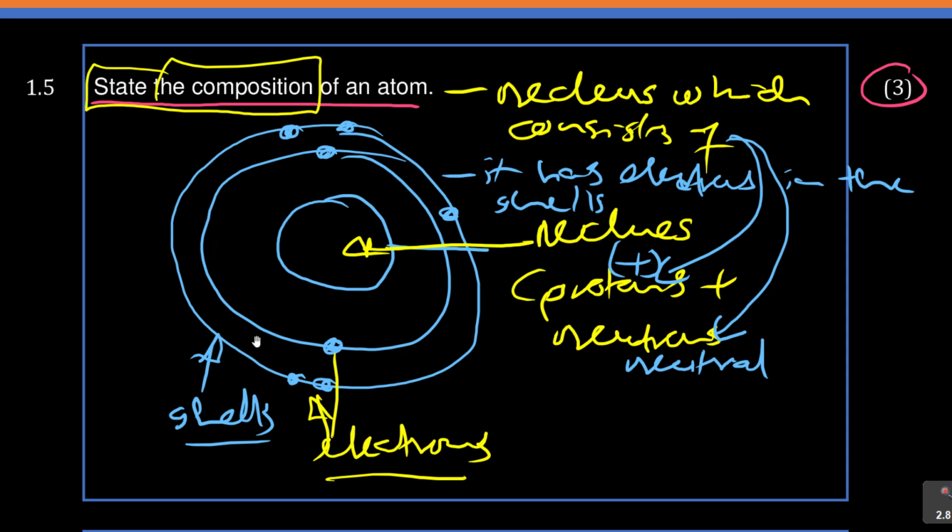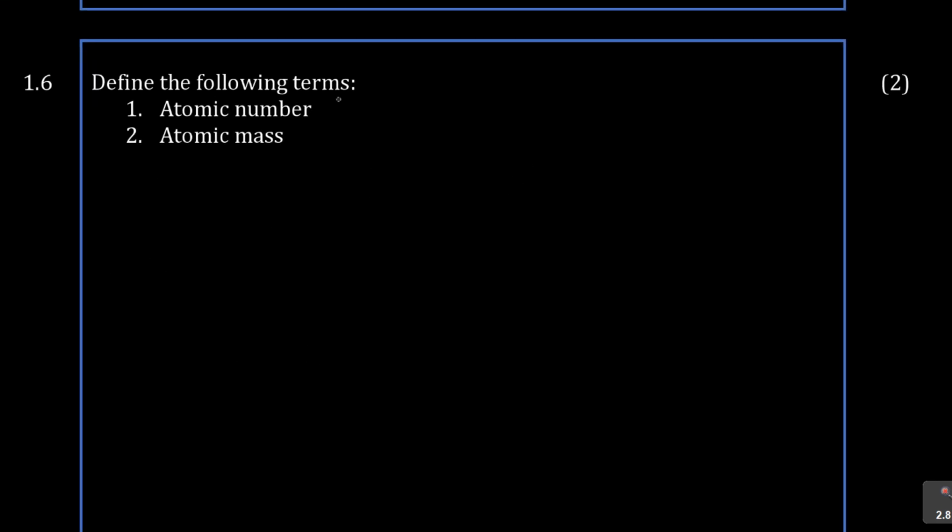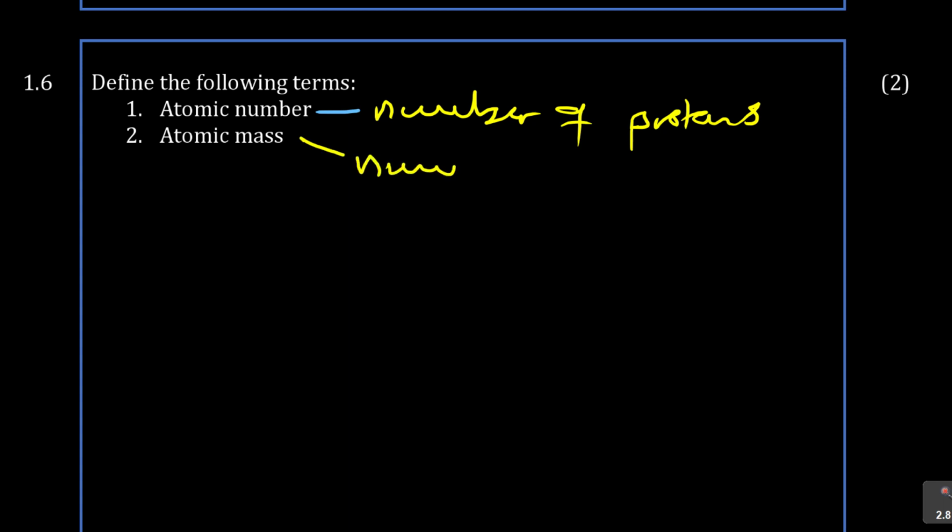Those are things that you can get your full marks. They say define the following terms: the atomic number. If they say to you define the atomic number, you're going to say the atomic number is the number of protons, right? And if they say the atomic mass, it is the number of protons and neutrons.